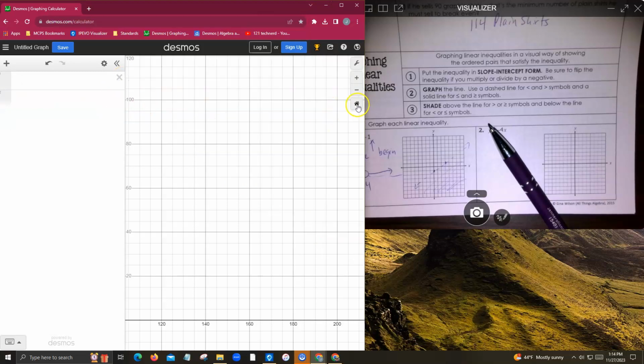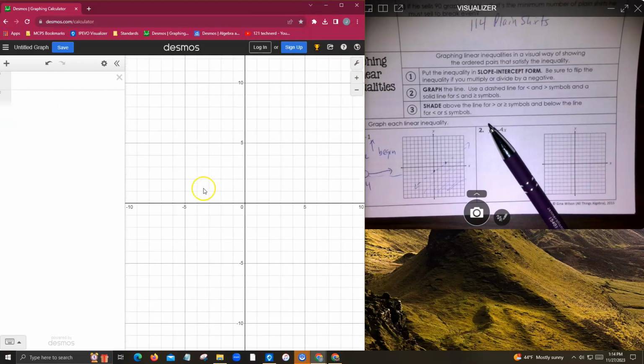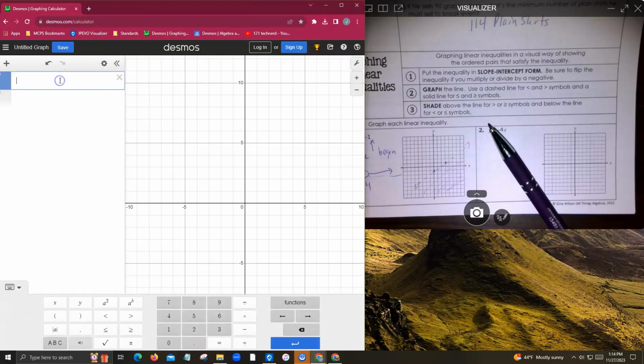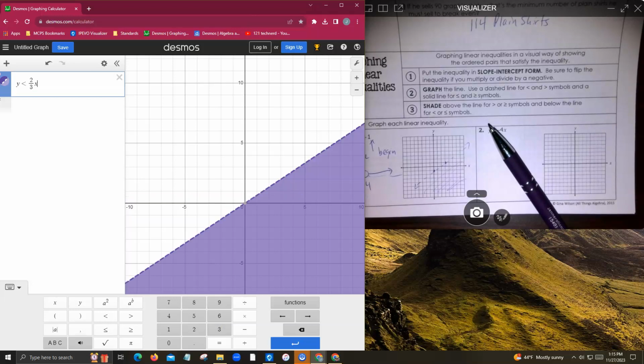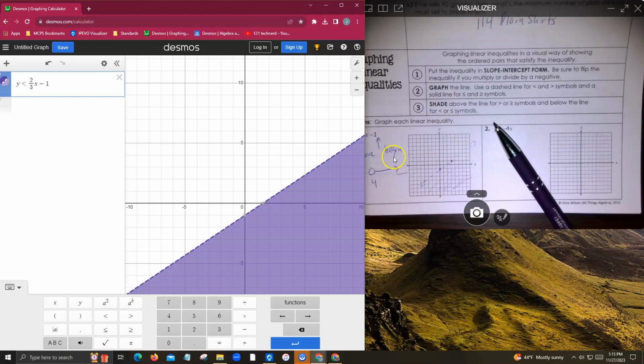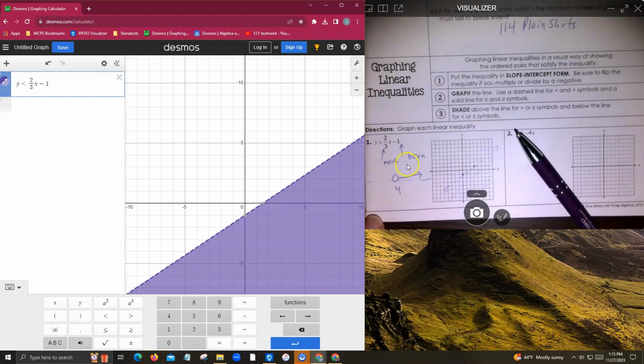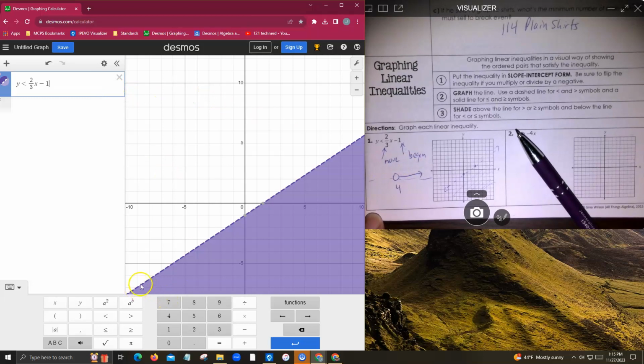By the way, if you hit this little home button here, it'll default back to the smaller grid, since we were way out there. All right, and I'm going to put in y is less than 2/3 x minus 1. Okay, which is exactly the graph that I have. So I'll shift it over, you can see both. Okay, so I typed it in, but again, the dashed line comes from the equal to.